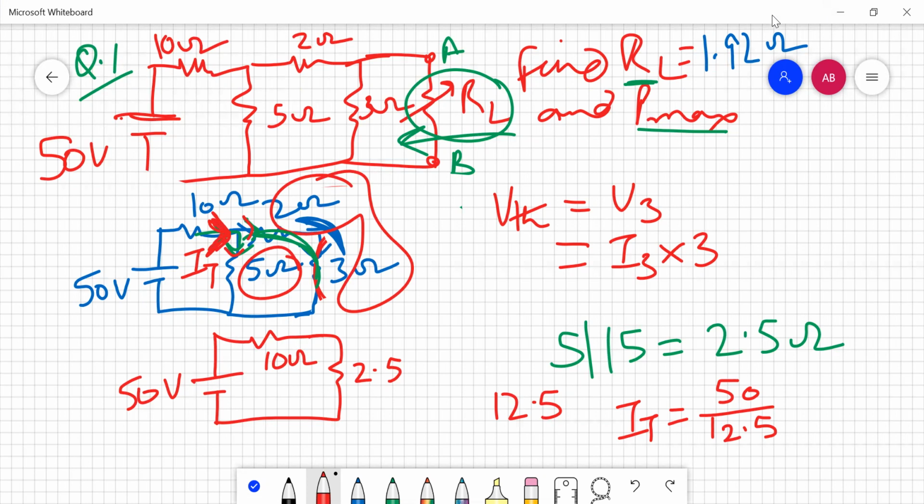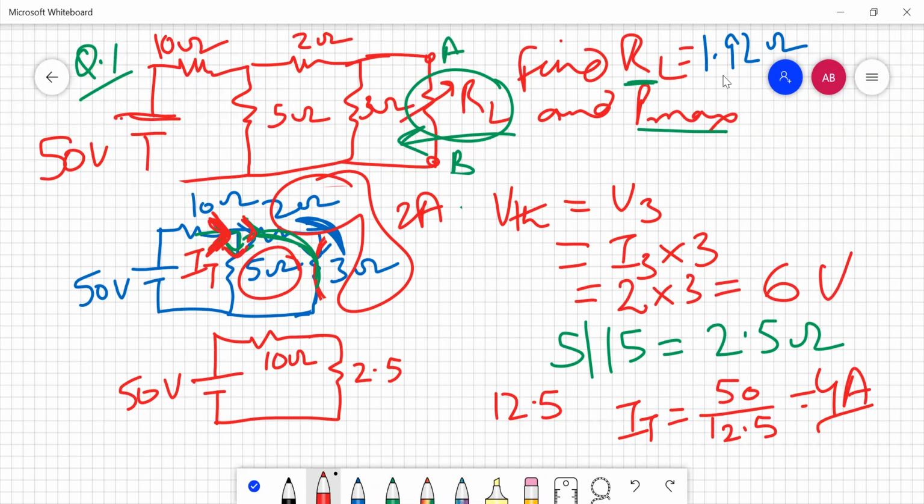So that gives us the value of 4 amperes as the total current, and as it divides in two equal branches of resistance equally, that means here also 2 ampere current will go. So putting the value of I3 as 2 amperes multiplied by 3 gives us the value of V Thevenin as 6 volts. So now let's draw our Thevenin circuit.